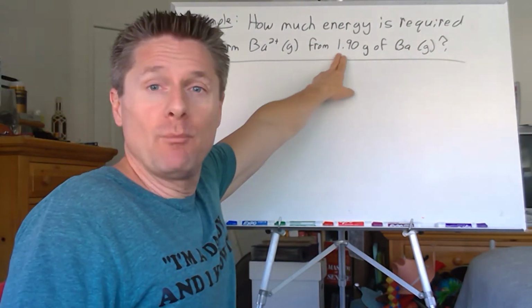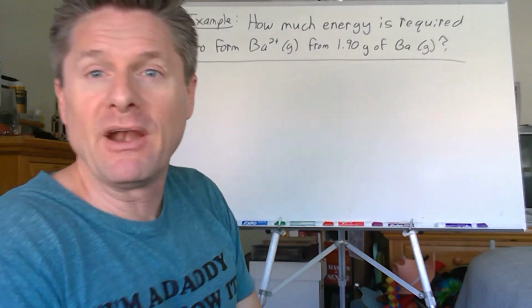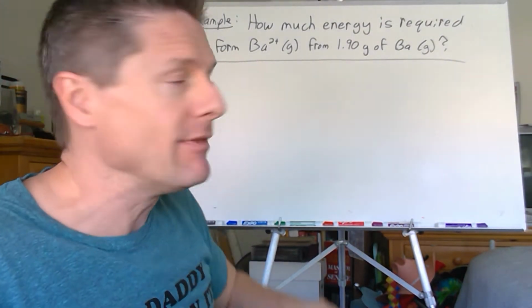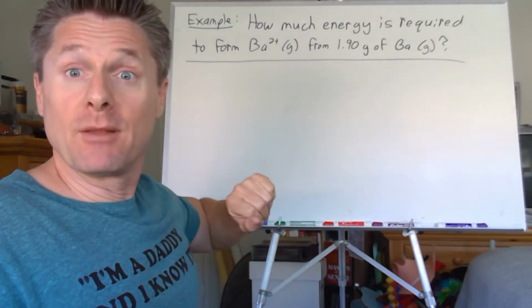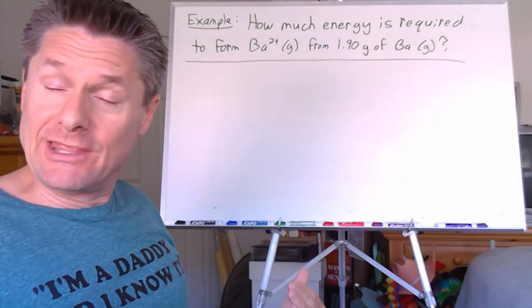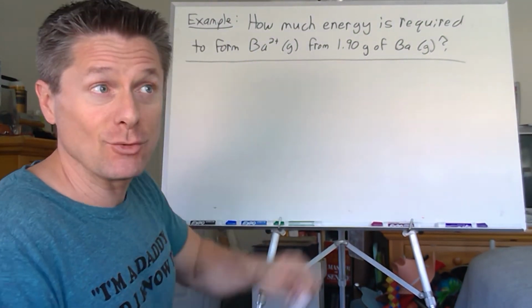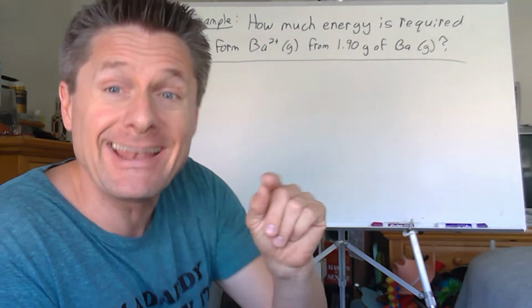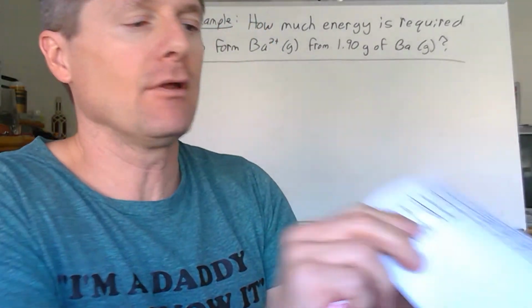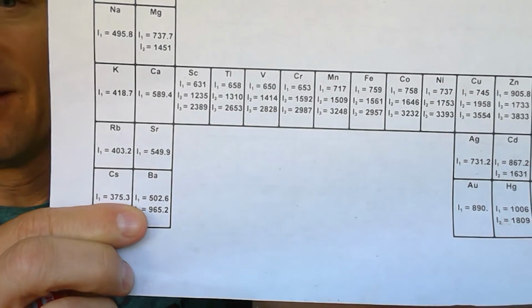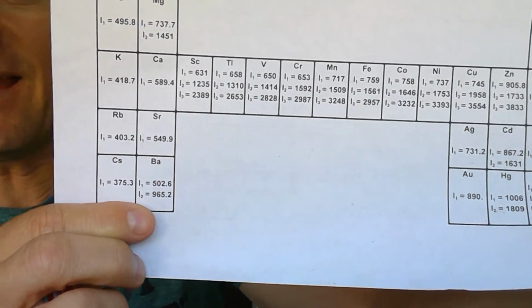So let's say we have 1.90 grams of barium. Let's say we got it into the gas phase already. If we hadn't, we would have to do that. And we want to convert it to barium +2. Well, if you think you can do it, pause it and jump at it. But essentially what we have to do is 2 steps. First, because the ionization energies are different. If you look on the table, the first ionization energy for barium is a lot smaller than the second ionization, right?